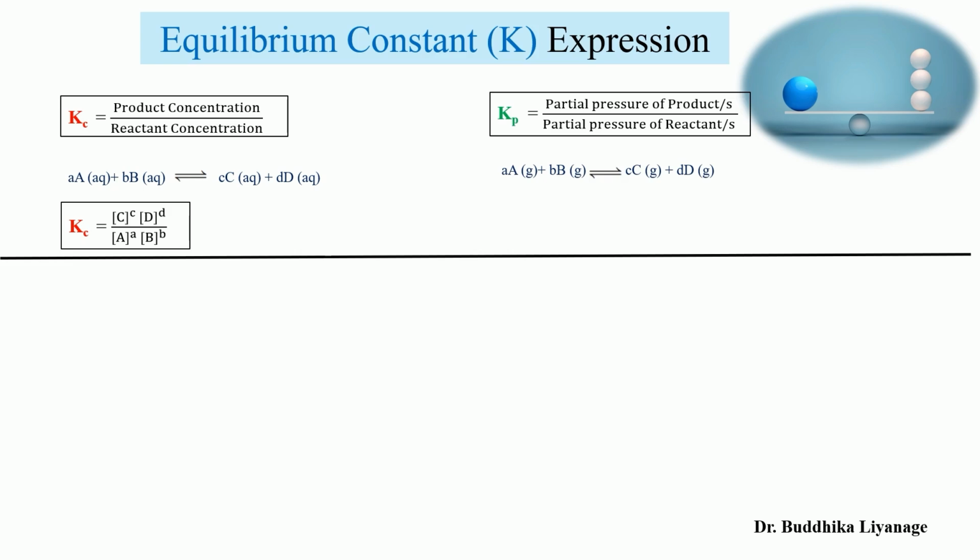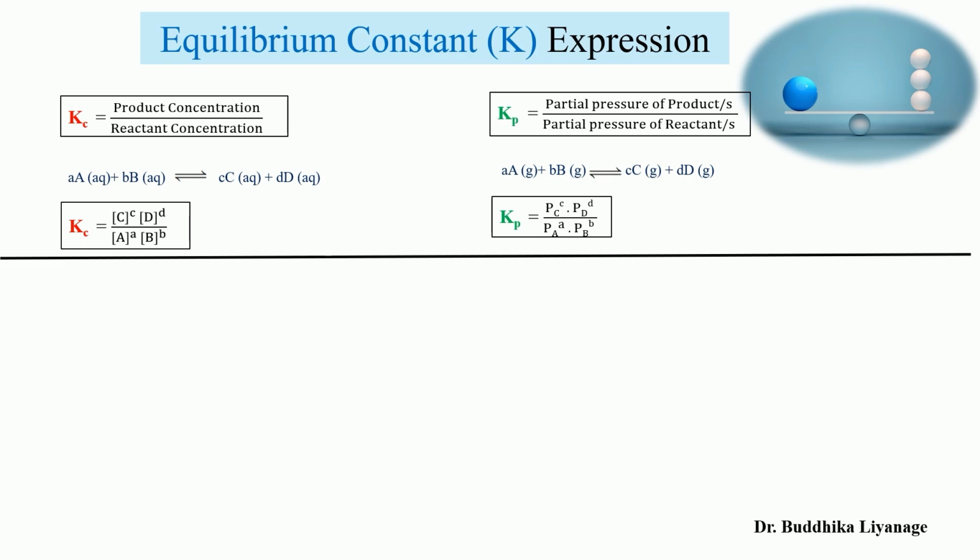Again, let's take the same reaction, but here reactants and the products are in the gas phase. If the reactants and the products are in gas phase, then we can apply Kp. Kp is equal to partial pressure of C to the power c times partial pressure of D to the power d divided by partial pressure of A to the power a times partial pressure of B to the power b.